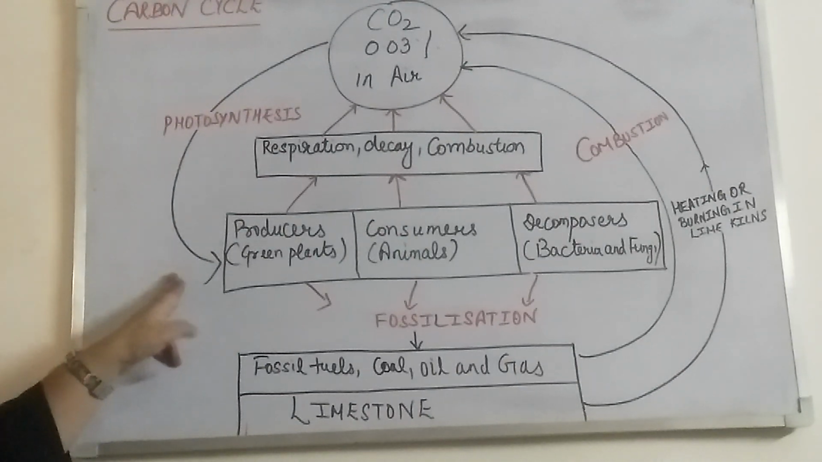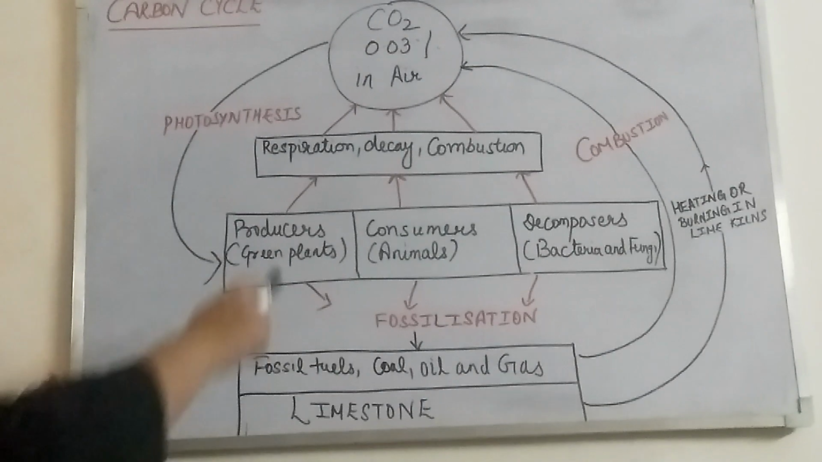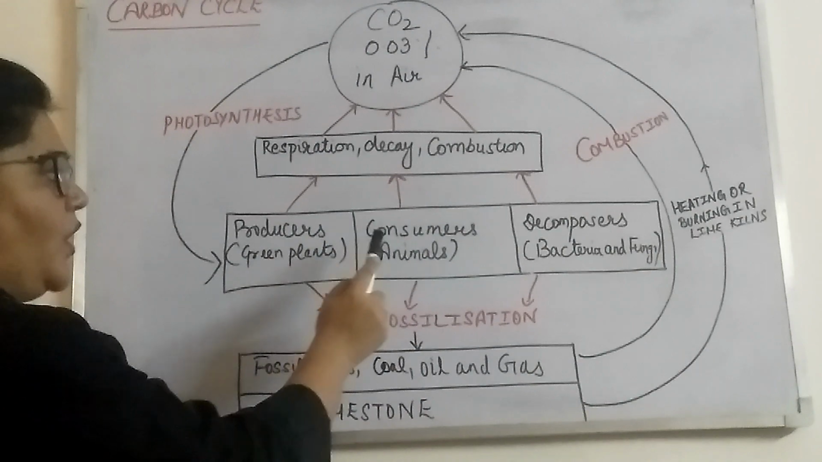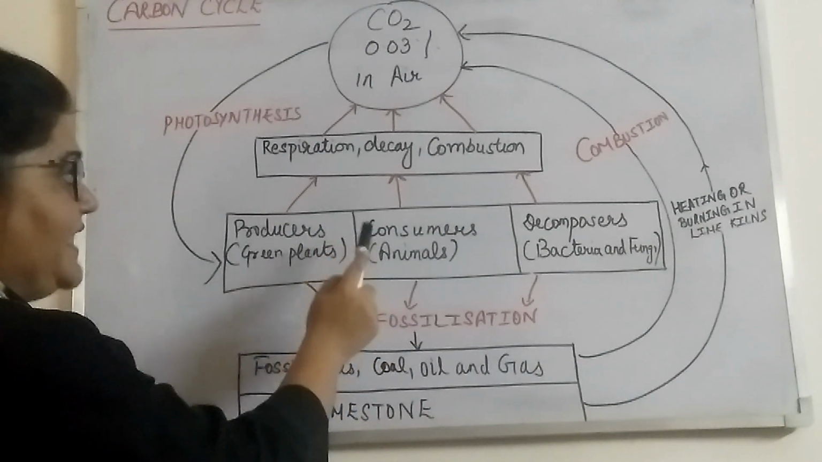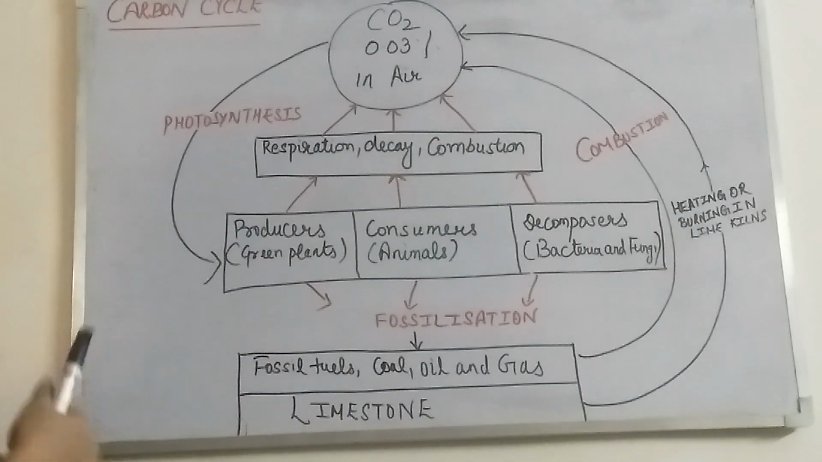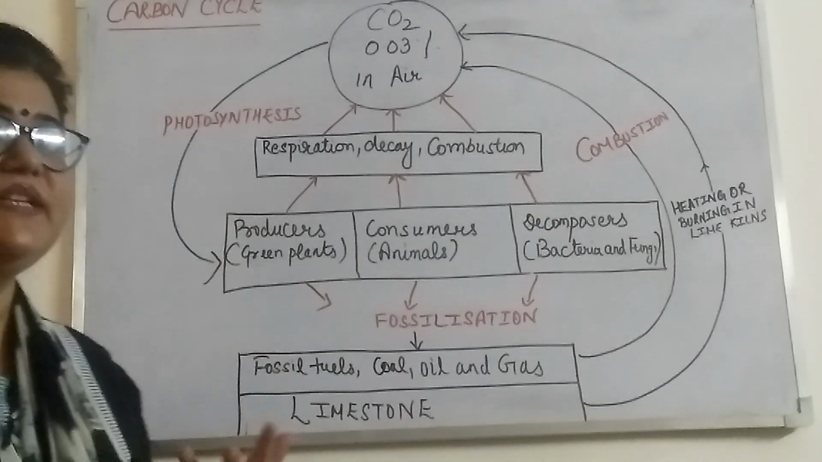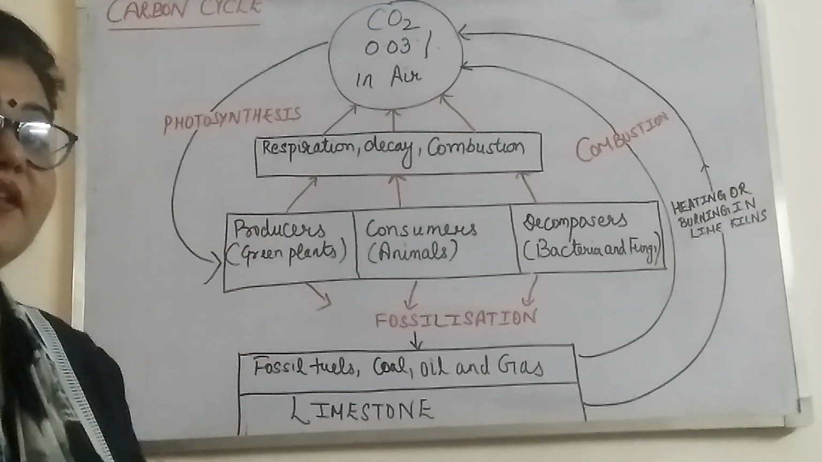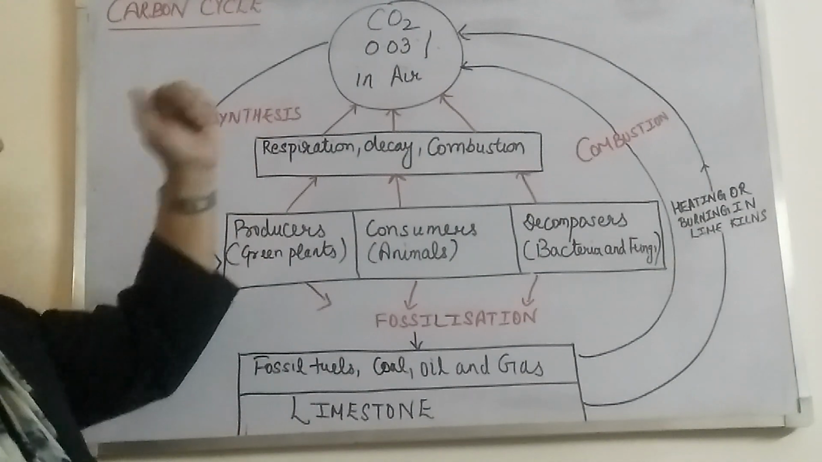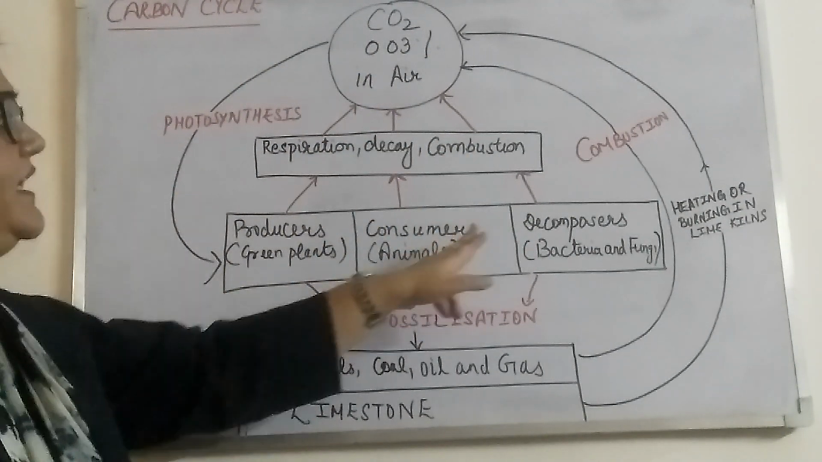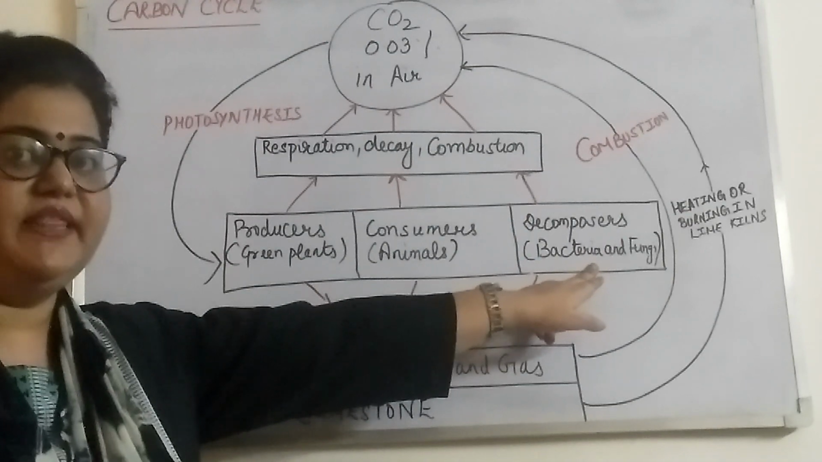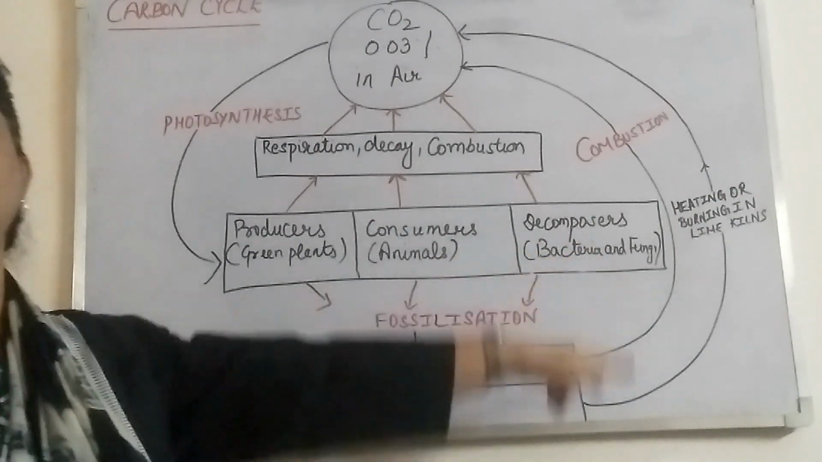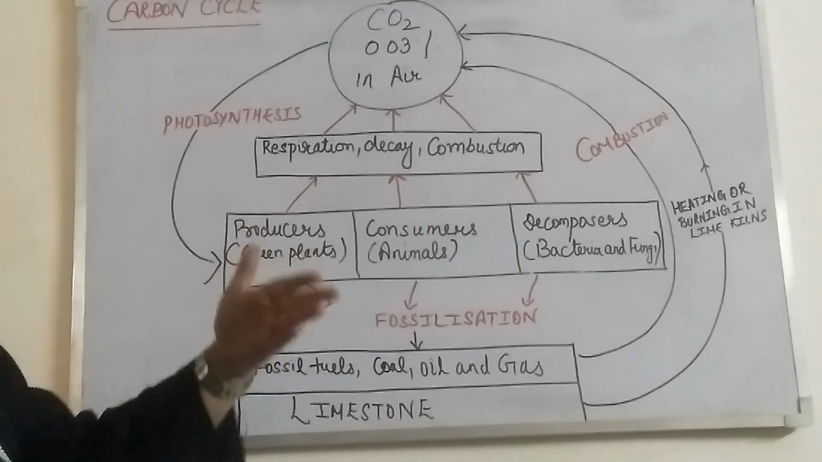First of all, green plants have taken the carbon dioxide in the form of carbohydrate. Then this carbohydrate had gone to the animals from the plants, and then with the process of respiration, when they oxidize the carbohydrate present in them in order to get the energy, they also release carbon dioxide. Then when they die, they are decomposed by the bacteria and fungi. Their decomposition also releases carbon dioxide into the atmosphere.